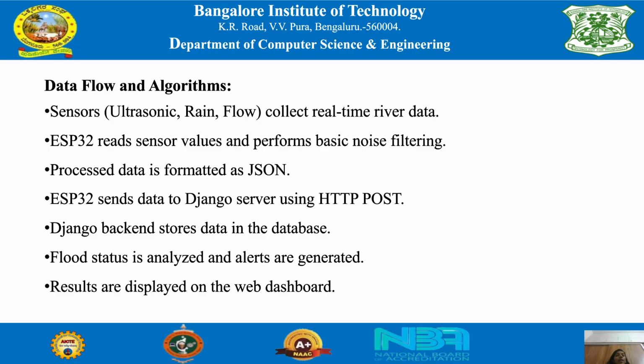Processed data is formatted as JSON. ESP32 sends data to the Django server using HTTP POST. The Django backend stores data in the database. Flood status is analyzed and alerts are generated. Results are displayed on the web dashboard.